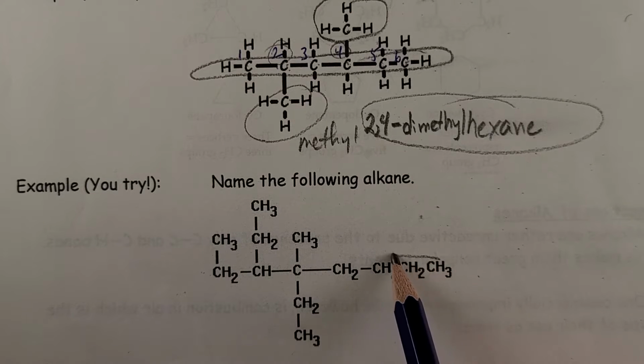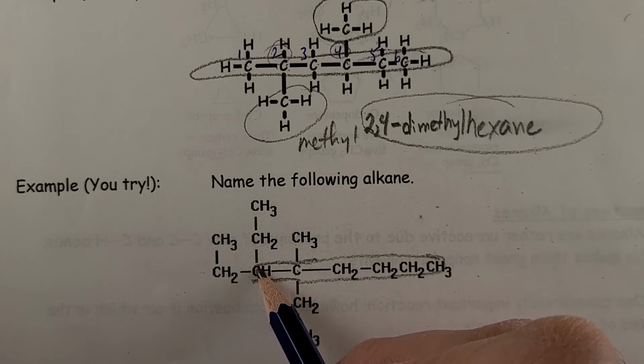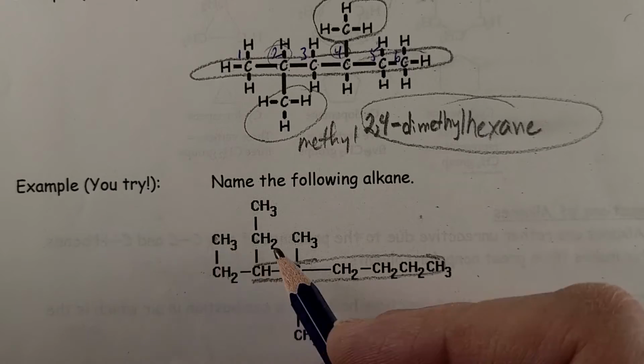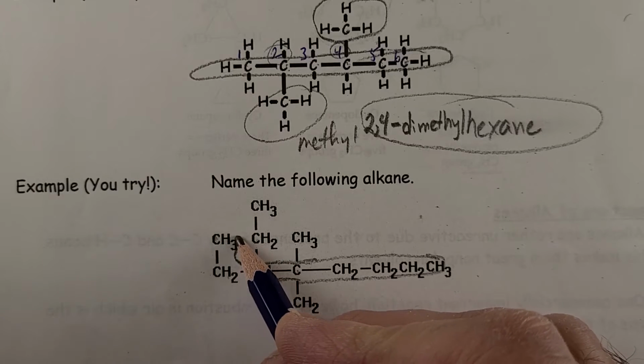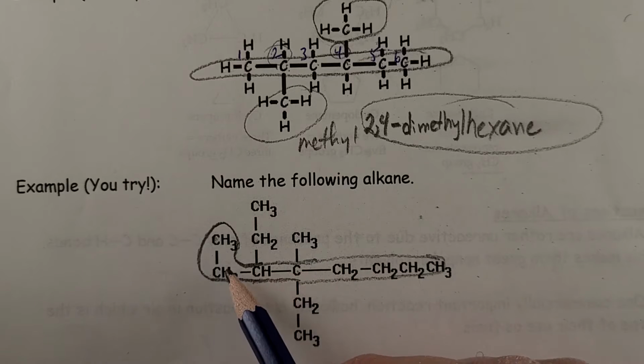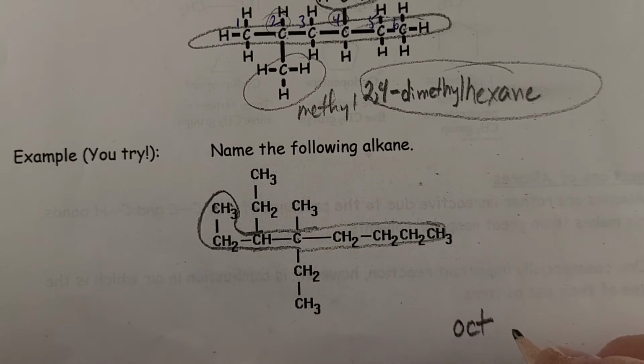Doing the next one. So we can see that this is going to be part of the longest chain. That's a really long section. If I go here, 1, 2, I can still go further by going another way. So going this way. And then if I turn up here, I go 1, 2 more of them, or 1, 2 more of them. So it doesn't really matter which way I go. So 1, 2, 3, 4, 5, 6, 7, 8. So 8, of course, is oct. They're all single bonds, so it's octane.